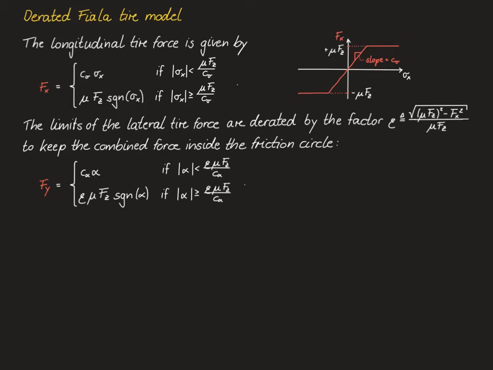So the lateral tire force is given by this expression, which can again be interpreted graphically by representing the lateral tire force Fy as a function of the slip angle alpha. And we see again that we have basically a linear tire model, which is now saturated at the friction limit times the derating factor.